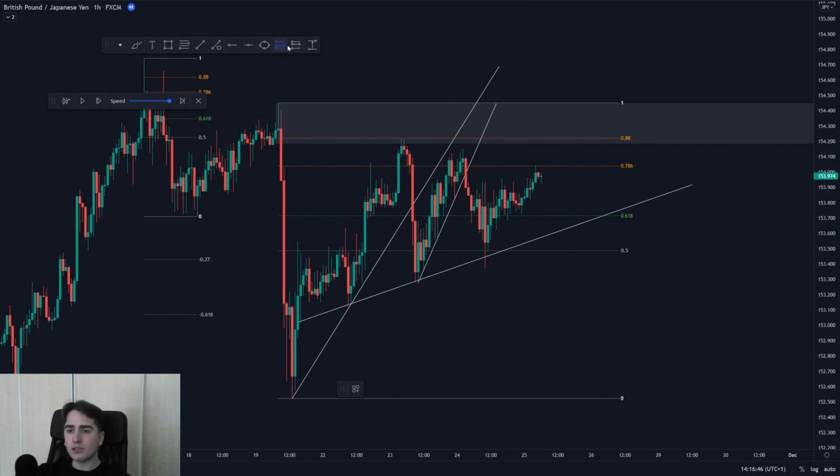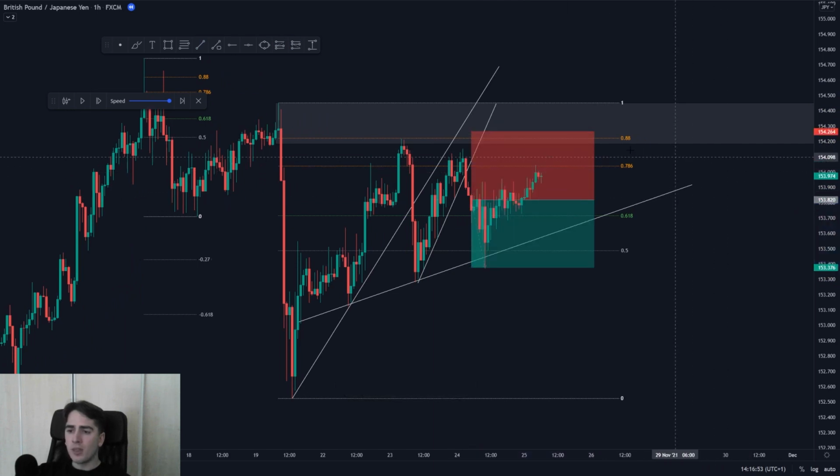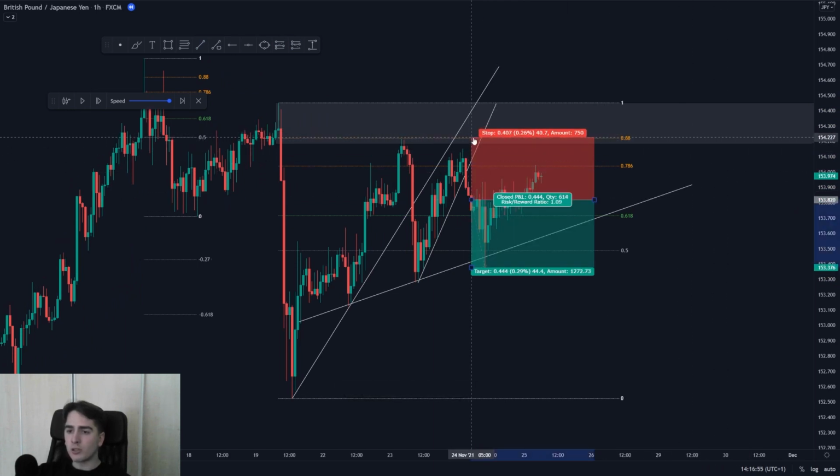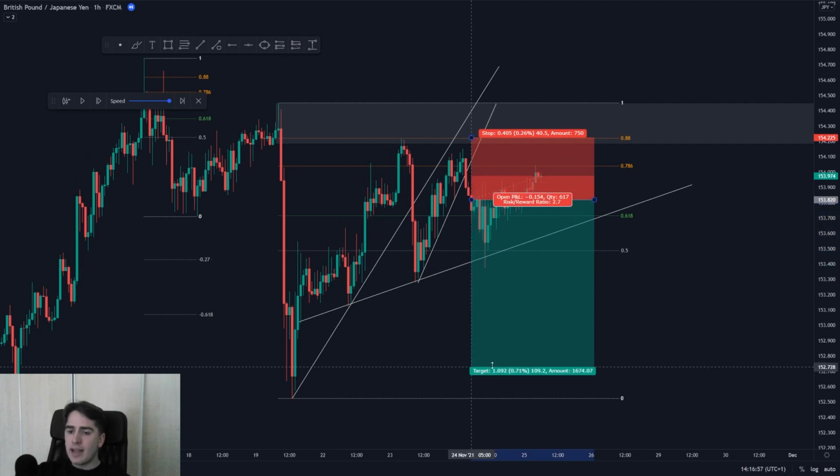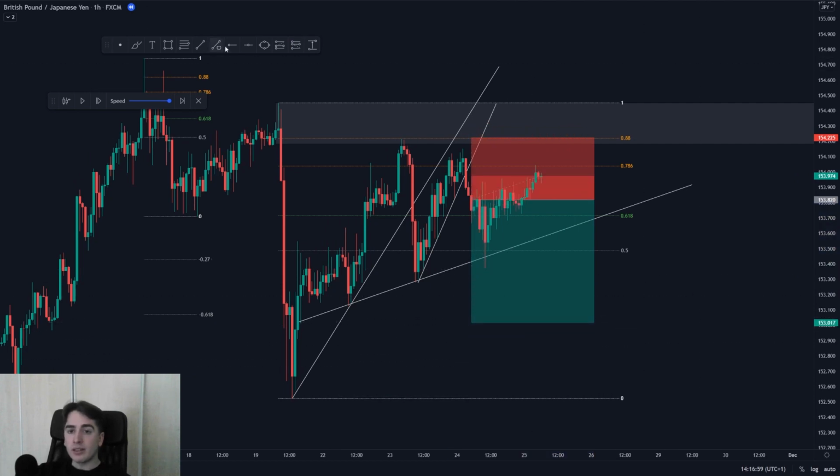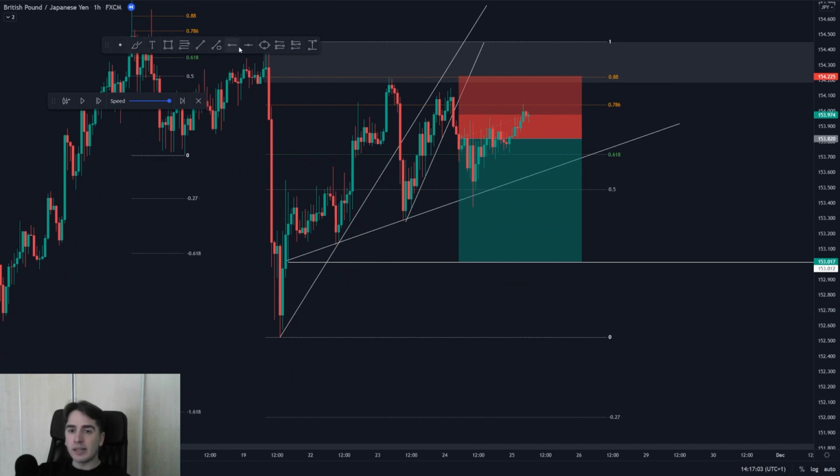And upon that trend line break over there, potentially somewhere over here, I think my entry was around over here, I was looking for those shorts with my stops above the high on the 0.88 fib. And essentially I was initially targeting the lows over here, with my second target being the swing low at around the 0 fib.